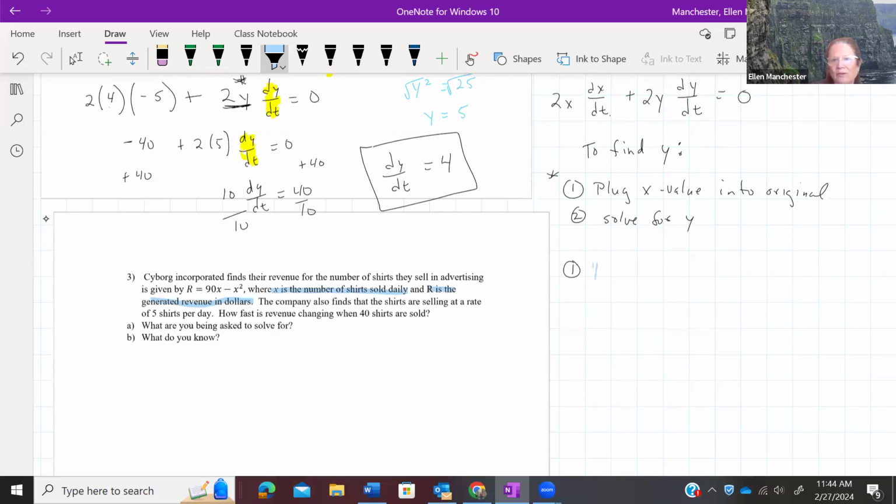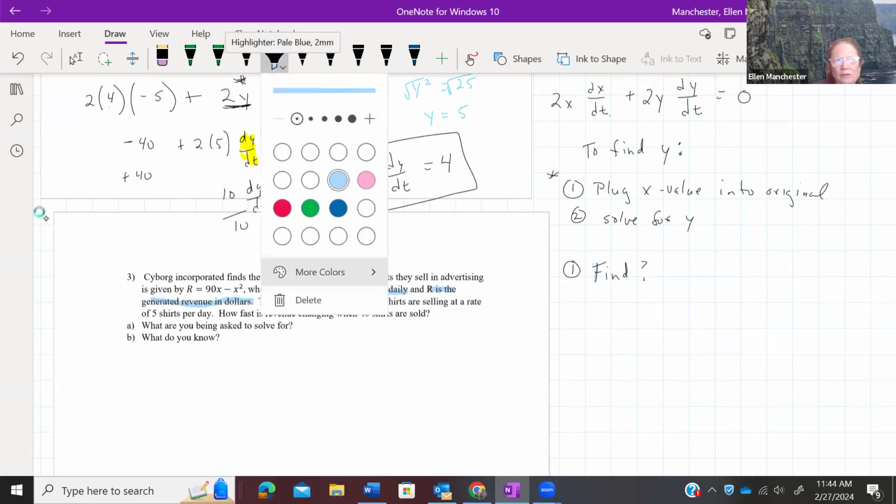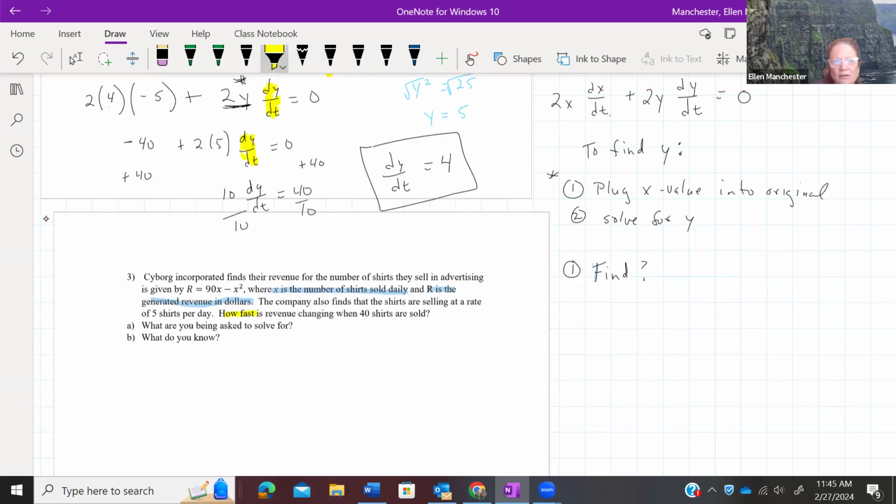So the first question says, what are we finding? You are finding how fast the revenue is changing. So you are finding how fast the revenue is changing based on time. Again, when you see the word rate, or you read the word changing, increase or decrease, that's your derivative. So we are looking for how fast the revenue is changing. So the derivative of revenue in terms of time, that's what you're looking for.